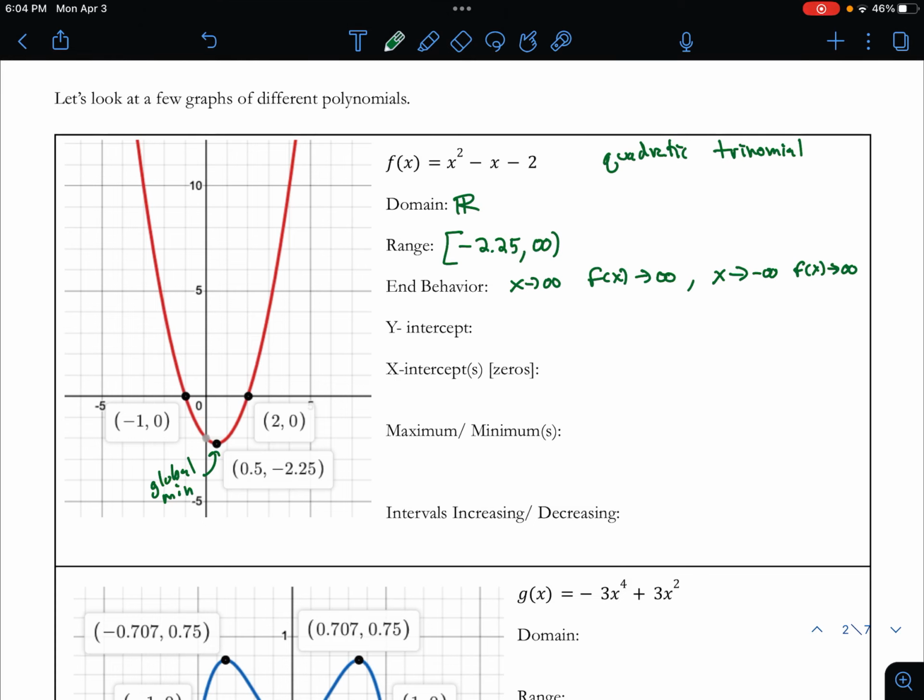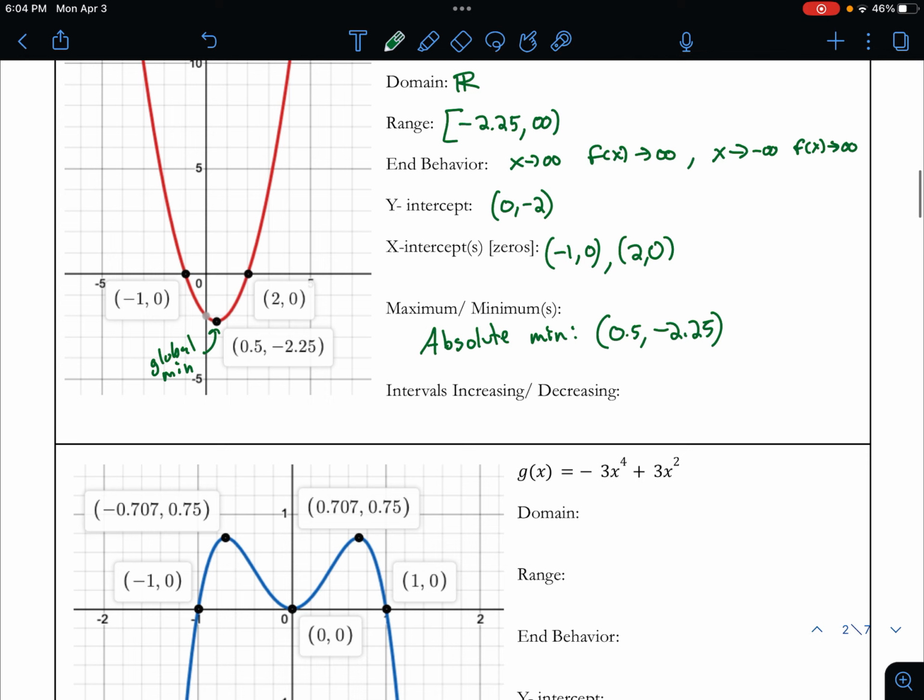Our y-intercept, tough to see. It looks like it's at 0 comma negative 2. So we're going to make that assumption here. The x-intercepts are at negative 1, 0, and 2, 0. We have a global, or I'm going to write absolute just to mix up the vocab, minimum at 0.5 comma negative 2.25.